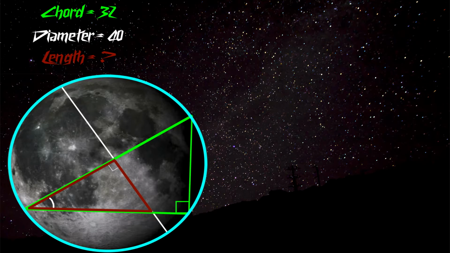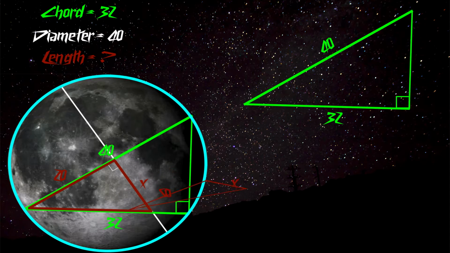The hypotenuse of the green triangle is just the diameter of the circle, so it has length 40. And the longer of the two legs in the green triangle is the chord whose length was given to us to be 32. In the red triangle, the longer of the two legs is the radius of the circle, so it has length 20. And the shorter of the two legs is the length we're trying to figure out. Maybe it's easier to see if we separate the two triangles and reflect the one in red to emphasize the similarity.